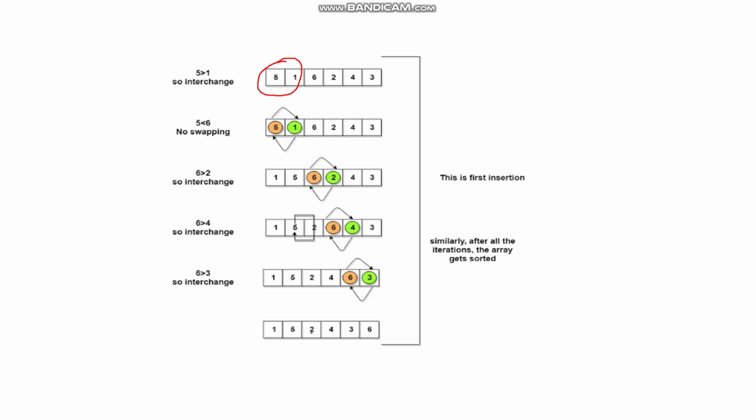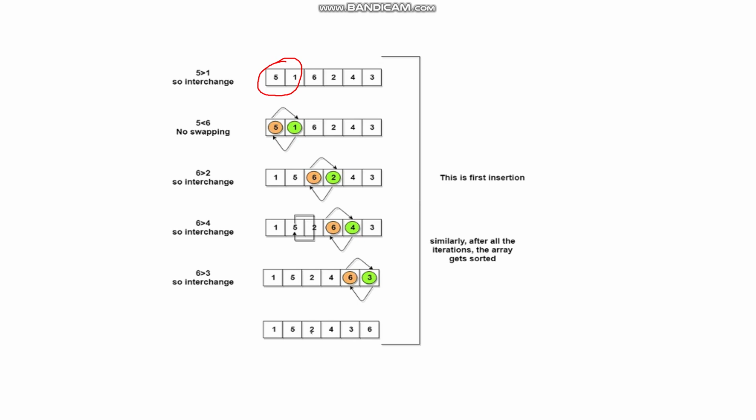Whenever the first value is greater than the second value, do the swap operation. Swap is nothing but the 1 being shifted into this place and the 5 shifted to the next place. So we get 1, 5, and then 6, 2, 4 and 3. The remaining elements stay the same.